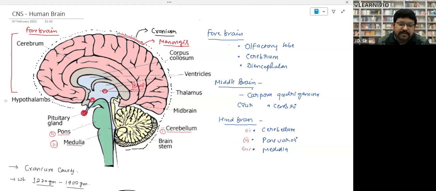And again, there is a pineal gland, right? So these three glands are found in our brain. And this upper part, the pink color part, that is the forebrain. And this blue color part, the middle part, this is the midbrain. And the hindbrain contains the pons, medulla, and the cerebellum, right? So this we had discussed in the last class. So let's start from the forebrain itself, right?